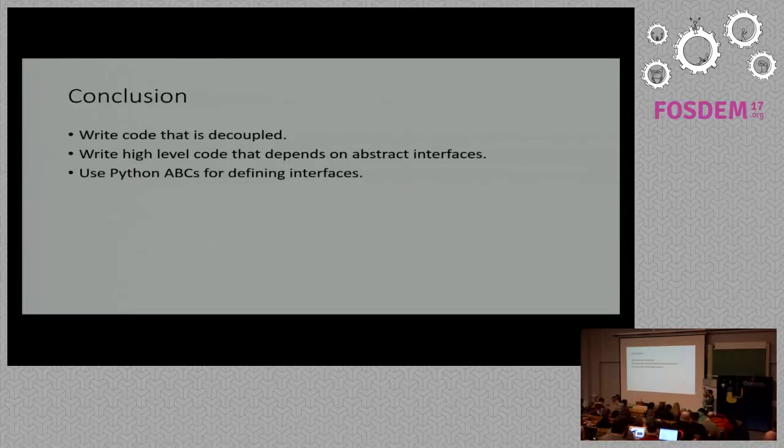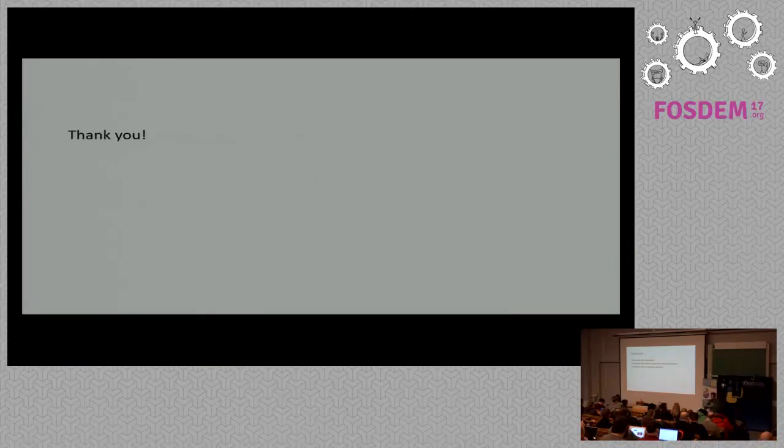And the inversion of control principle is about writing high-level code that depends on abstract interfaces. Don't depend on a concrete implementation, but use an abstraction. That way, we're able to swap the underlying implementations. And a nice tool for doing that is using Python abstract base classes. It's really nothing more than importing ABC and defining the interface. And that's all I have. So thank you.